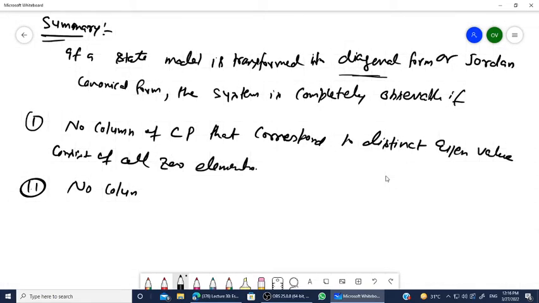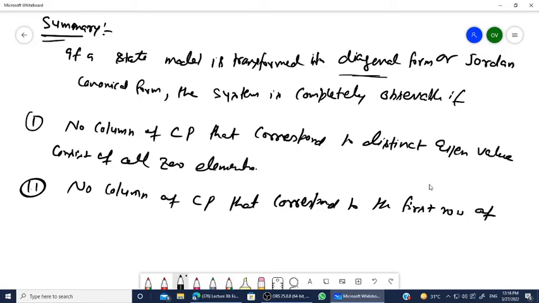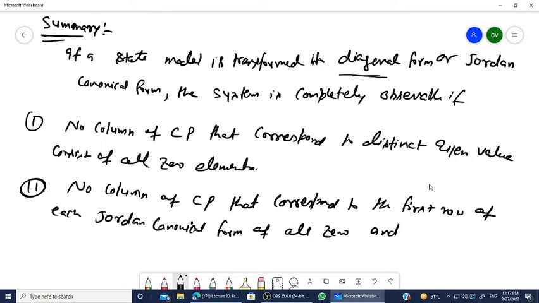In the second case, no column of CP that corresponds to the first row of each Jordan canonical form block consists of all 0, because K2 may be 0. From this figure you can see that still K2 is 0 and the system is observable, right? So you can write here no column of CP that corresponds to the first row of each Jordan block consists of all 0. It means it is the distinct case; we are discussing the distinct.